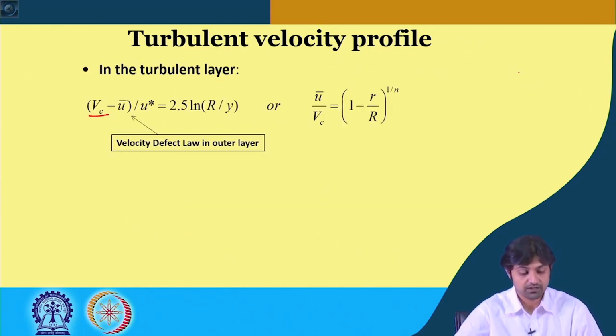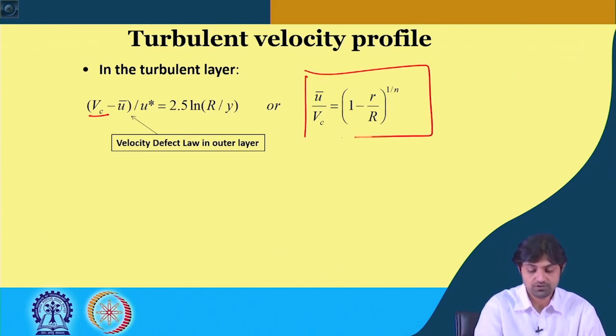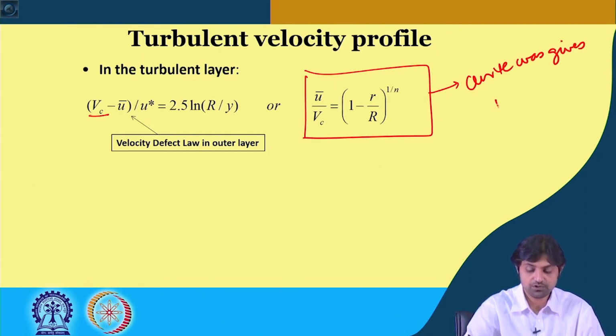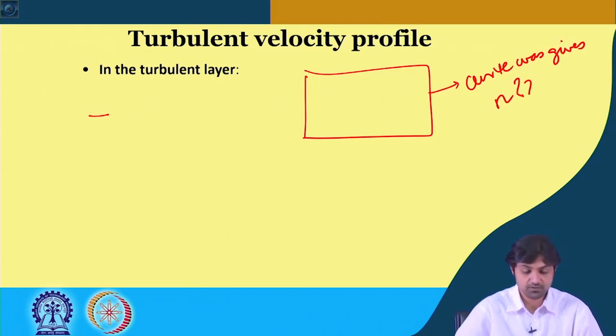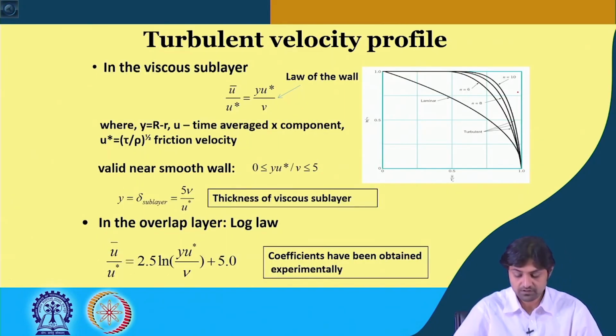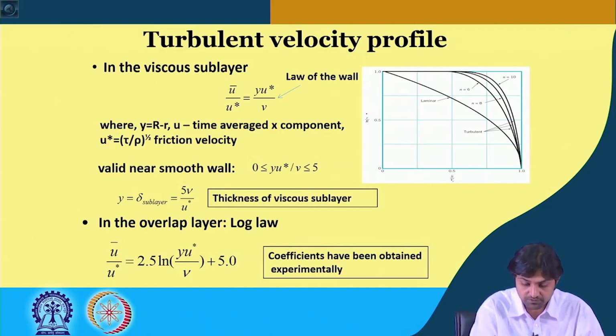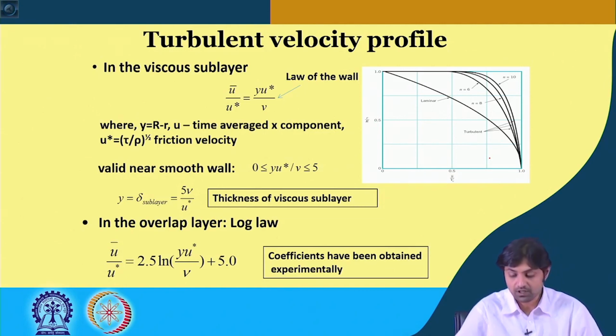Vc minus u bar, this is called the velocity defect law in the outer layer, is given as 2.5 ln r by y, or u bar by Vc is equal to, this was the equation for which the curve was given. What is going to be the value of n can be determined from this graph with the corresponding values of u by Vc and r by r.